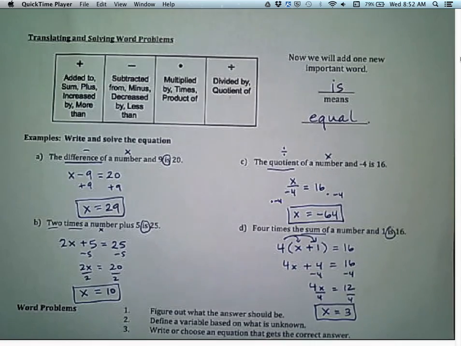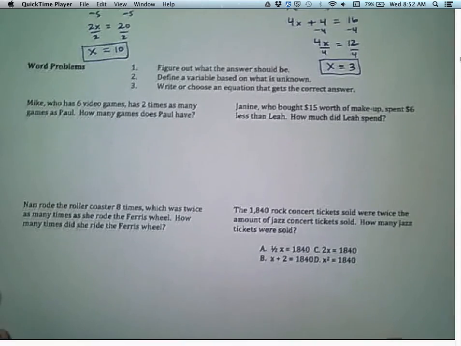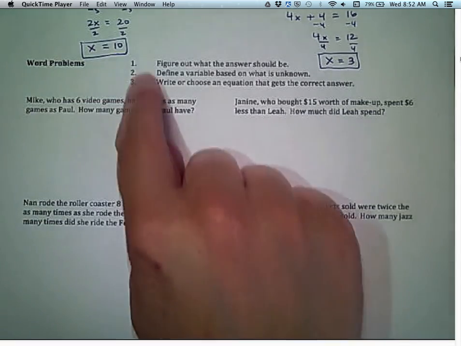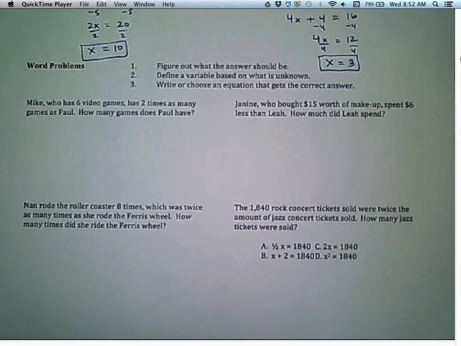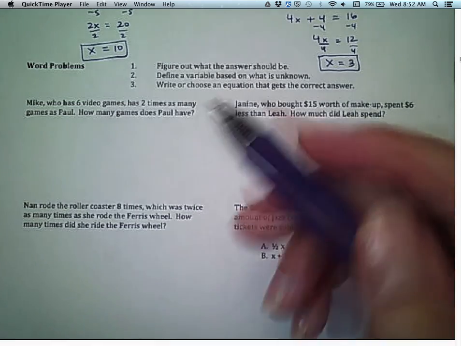All right, down here at the bottom we have some more just traditional word problems. Now here's the deal with these word problems. These are problems that you probably don't need to set up an equation to solve. You probably can solve these just fine without writing an equation, but we're going to practice writing equations for these anyway. So what I say here for step 1 is figure out what the answer should be. You can probably figure that out without writing an equation, without doing any algebra. But we're going to then define a variable based on what we don't know, and we're going to write or choose, if it's multiple choice, an equation that gets us to the answer that we know it should be. Okay, so let's read this and let's talk about it.